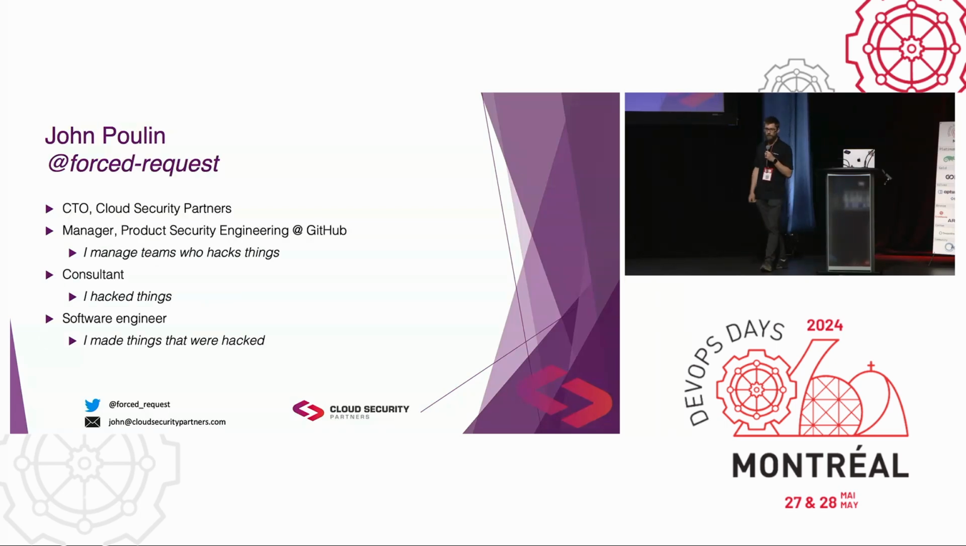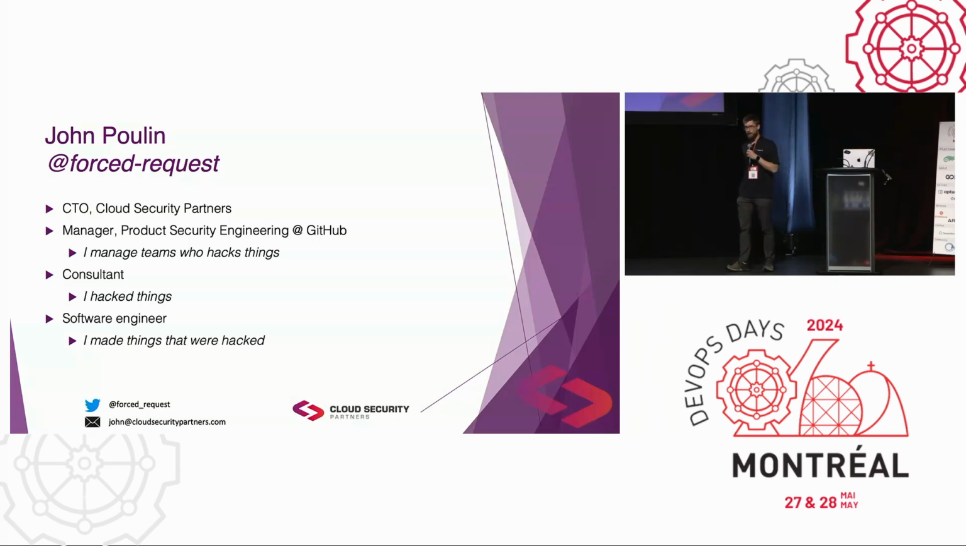So a little about myself, John Poulin. I'm from Maine, so it's about 5.5-hour drive to get here. First time in Montreal, it's been great. Currently CTO of a security consulting company called Cloud Security Partners. Before that, I was a manager of product security at GitHub. Who uses GitHub? All right, a couple hands at least, that's good. Last time I gave this talk was for a college class, and half of them had never used GitHub before, so this is a little more promising.